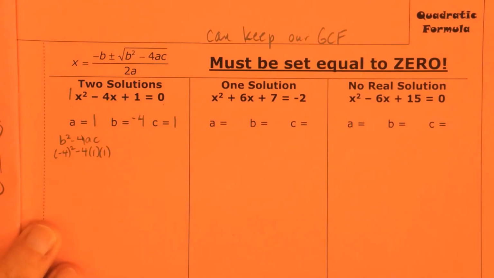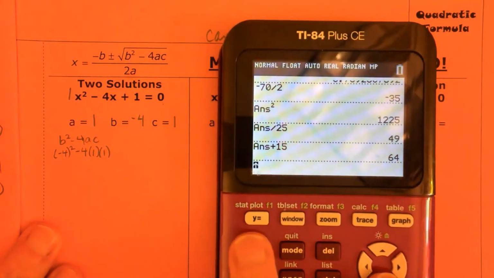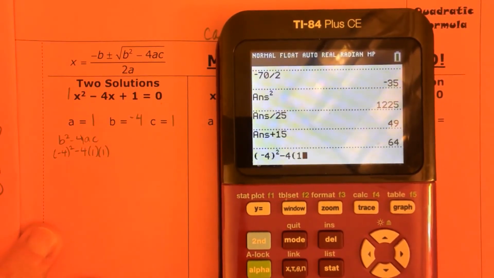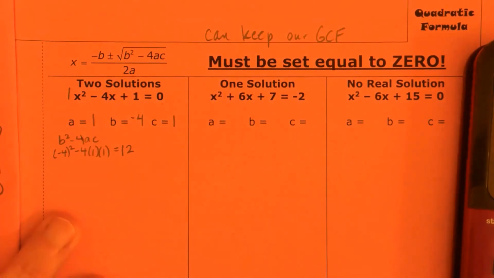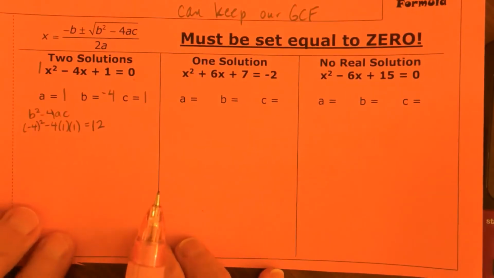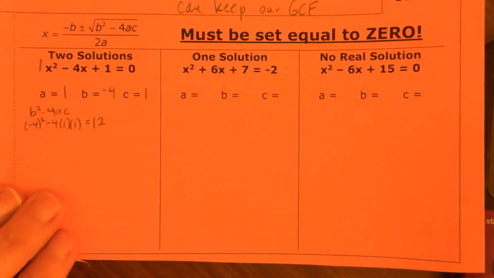Then I'm going to use my calculator, and I'm going to put exactly that into my calculator, exactly like I see it. I put that negative 4 in parentheses. Squared minus 4, 1, 1. And I get 12. So since 12 is positive, that means I'm going to have two solutions to this equation. So now I know that I can keep going with my quadratic formula.